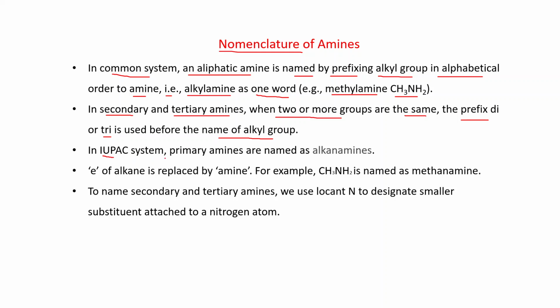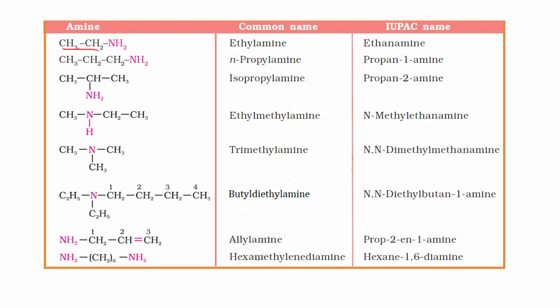In the IUPAC system, primary amines are named as alkanamines. That is, the e of the parent alkane is replaced by amine. Alkanamine: the e of alkane is replaced by amine. For example, CH3NH2 is named as methanamine. To name secondary and tertiary amines, we use the locant N to designate the smaller substituent attached to a nitrogen atom. Let us see. This is CH3CH2NH2. In common name this is ethylamine. In IUPAC name, this is ethanamine.